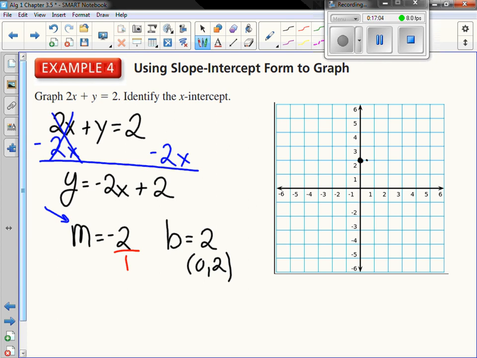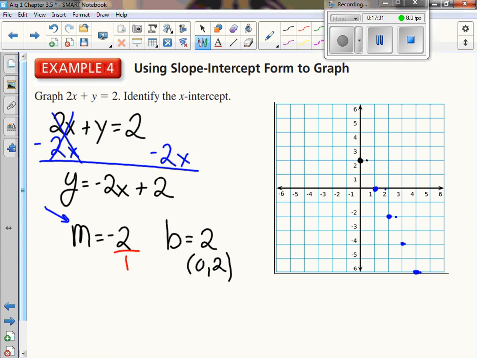So we're going down how far? Going down 2 and over 1. Because that's what the slope is. Slope is negative 2 over 1. So we go down 2 and over 1. And we can do this multiple times. Down 2 and over 1, down 2 and over 1, down 2 and over 1.